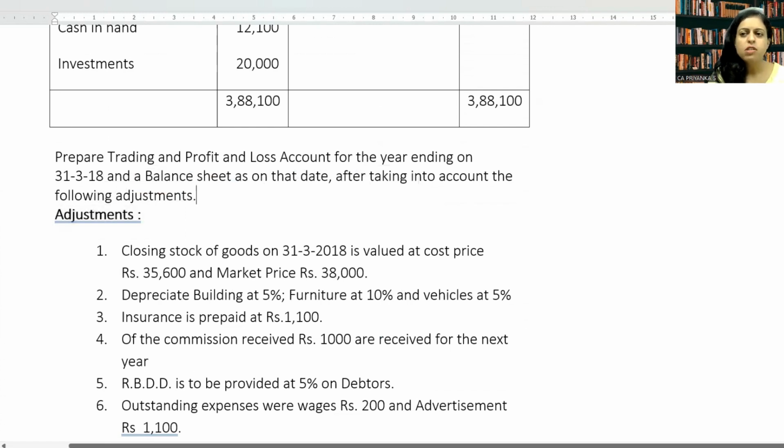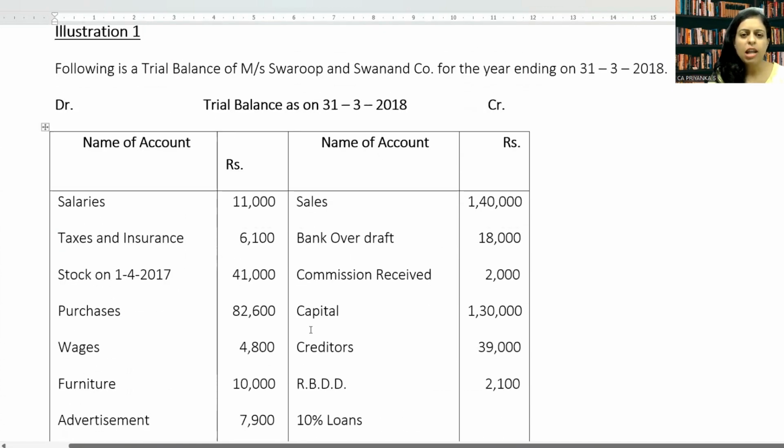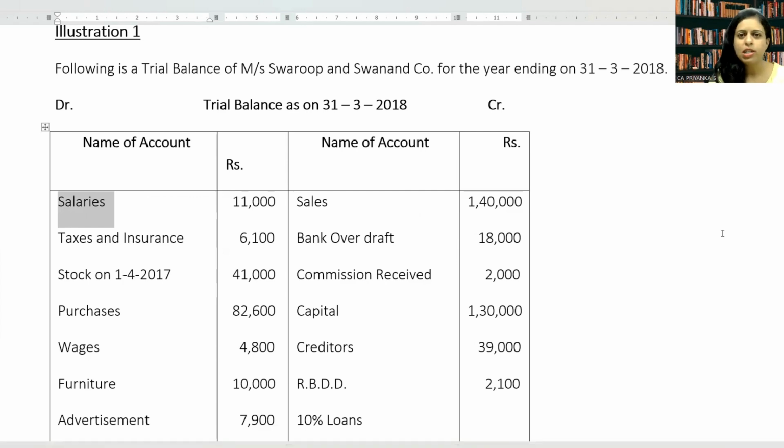effect to. The first important thing to remember is that whatever accounts are in the trial balance, like salaries, taxes, insurance, sales, bank overdraft, each and every account will have only one single effect. Now, what does this mean? If you're talking about salary, you will have to identify salary when it is a debit. It's on the debit side of the trial balance. So if salary is a debit, what is it? Is it an expense or an asset? Debits can either be an expense or an asset.